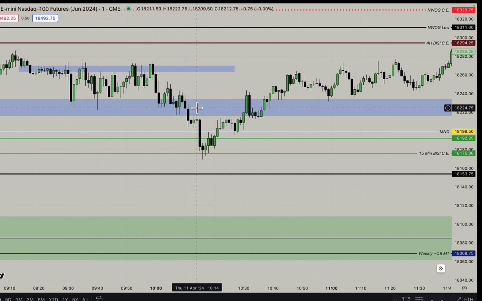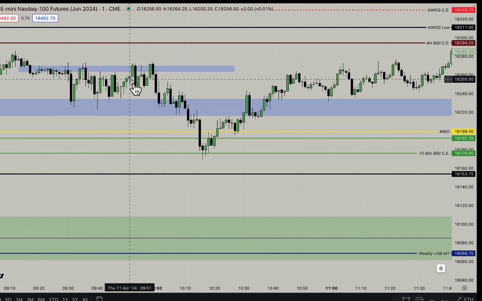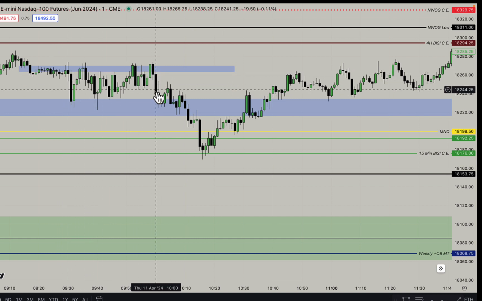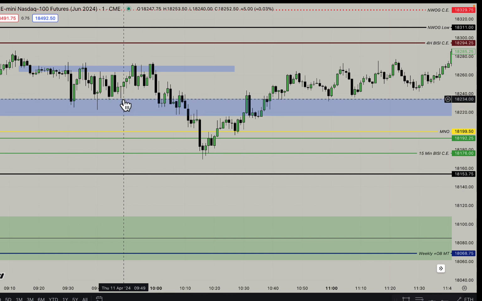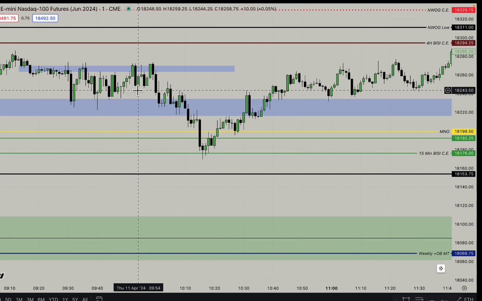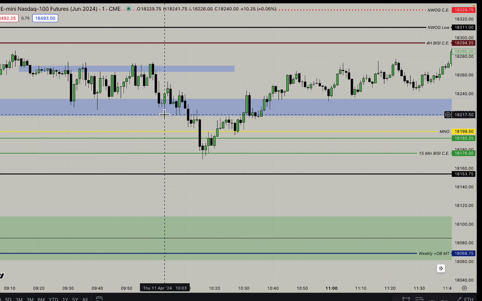Sell side imbalance, buy side inefficiency. We just consolidate inside of it. We continuously hammer it, hammer it, hammer it. Eventually, we get a market structure shift below this swing low, this swing low. What is a swing low? A swing low is a candle in the middle that has a higher low to the left of it and a higher low to the right of it. That's your swing low. We break it.